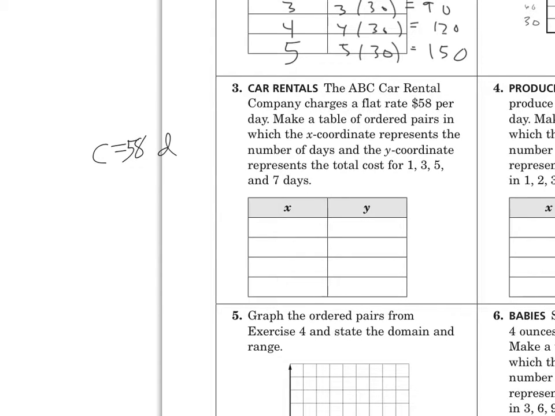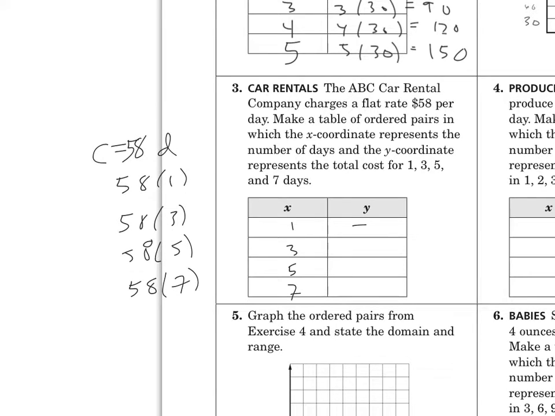It says to make a table of ordered pairs in which the x-coordinate represents the number of days and the y-coordinate represents the total cost for 1, 3, 5, and 7 days. So all you have to do is multiply 58 times 1, multiply 58 times 3, 58 times 5, and 58 times 7.